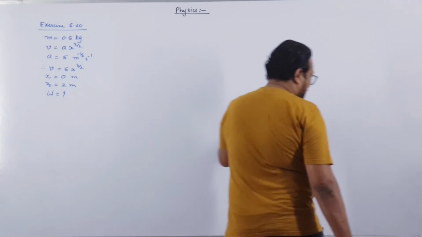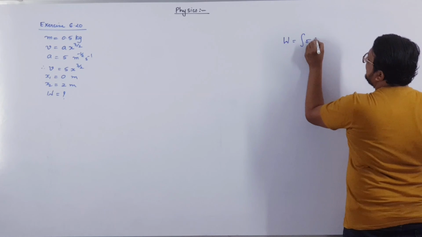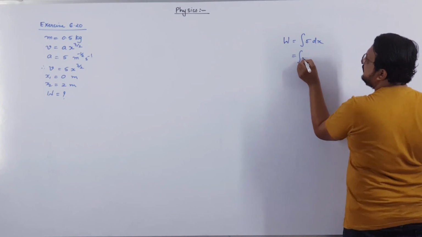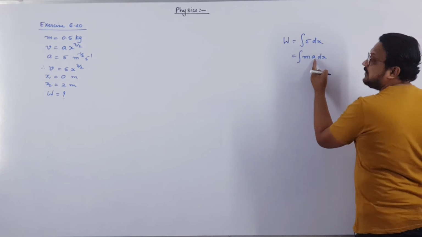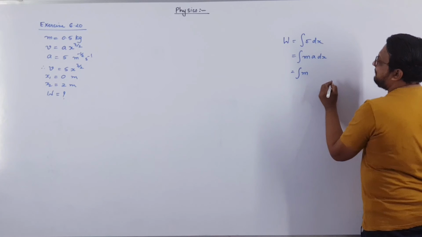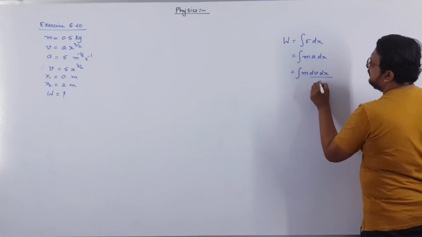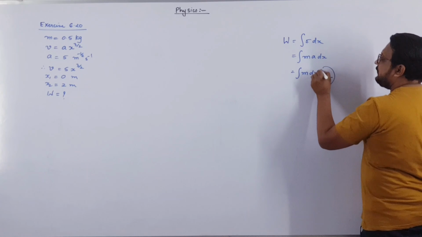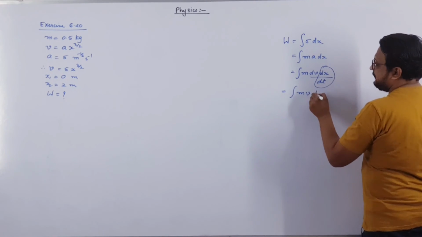Let us say if I want to solve this like W = ∫F dx. So that will be equal to the integration of F, which is ma, mass into acceleration according to Newton's second law, dx. So this will be the integration of m times a, where a is dv by dt. But change in position with respect to time is velocity. So this is the integration of m v dv.